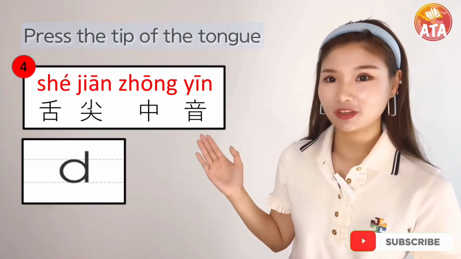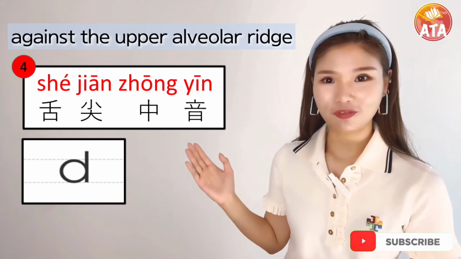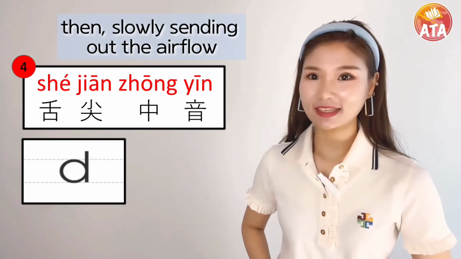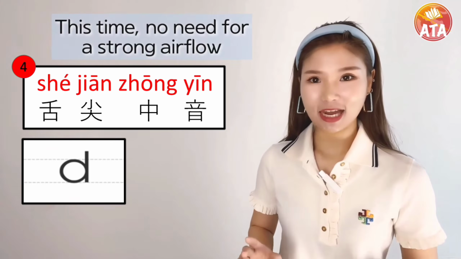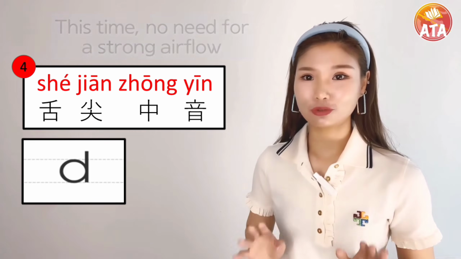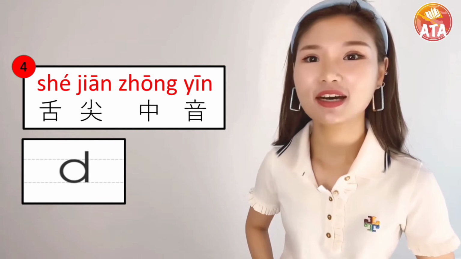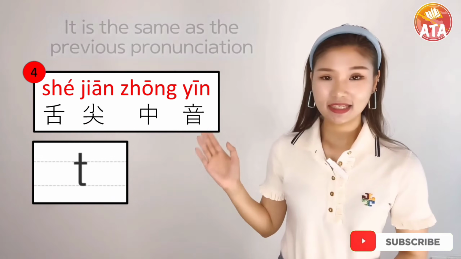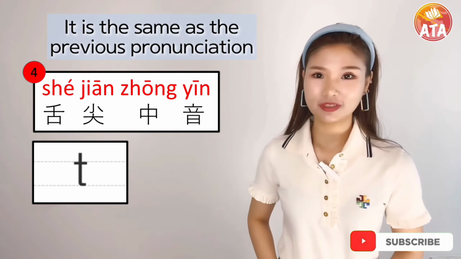Press the tip of the tongue against the upper alveolar ridge, then slowly send out the airflow. This time the airflow doesn't need to be too strong, just a weaker one. D. Your turn. Great! Next is t. It is the same as the previous pronunciation.